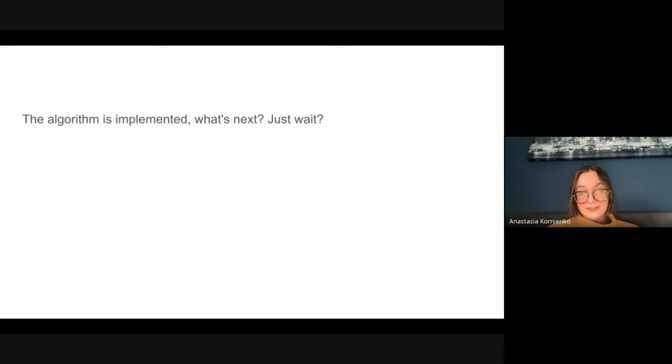Let's go further. Basically, that's it. It's a whole algorithm. So what's next? We have output or input, we have the algorithm, we have metrics to measure errors. Should we just wait? Just give the neural network what it needs, like a set of examples, and wait for the result?